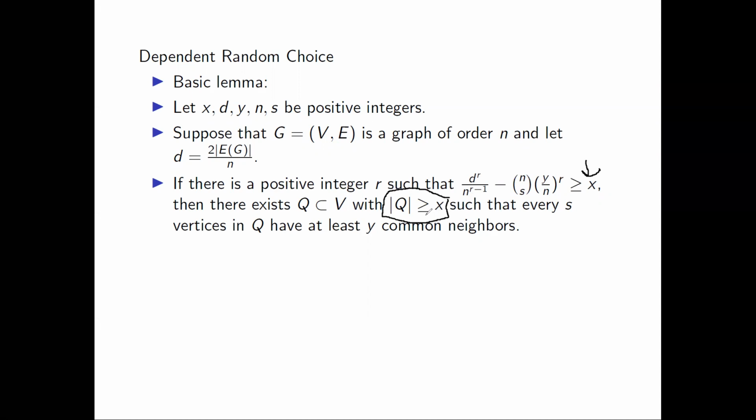And we claim that this Q with cardinality at least x also has the property that every s vertices in Q have at least y common neighbors. So it's not just that we can find a subset of the vertices with cardinality at least x. It's a subset with cardinality at least x such that all subsets of size s have at least y common neighbors. In other words, all small subsets have many common neighbors, like we were saying on the previous slide.